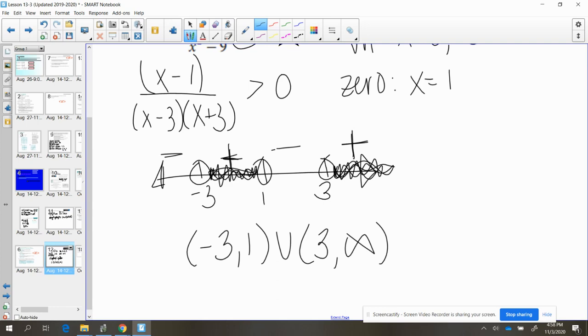So again, looking at these graphs, we could always double check this on a graph as well to see, when we're looking at our graphs, where is this above the x-axis? So keep in mind we have that ability as well to look at our calculators.